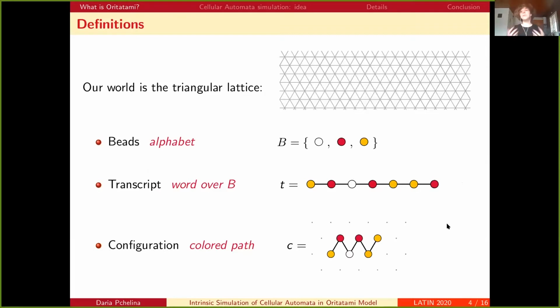Let me give you the theoretical definition of the Oritatami model. First of all, we live in the triangular lattice. The nucleotides are represented by a set of bit types, called the alphabet. A chain of bits is called a transcript. And when we put our transcript in our triangular world, it's called a configuration.